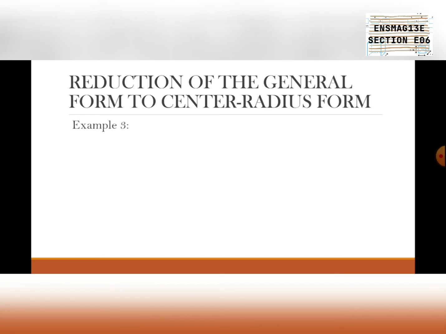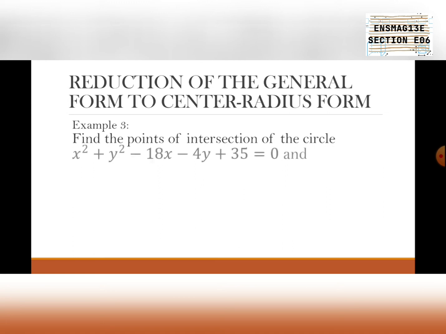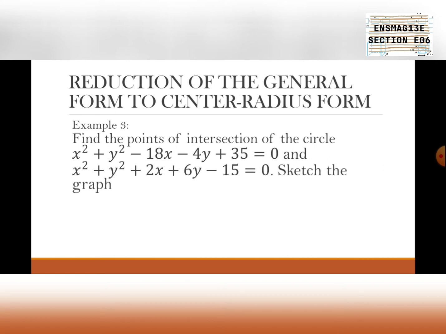Example number 3. Find the points of intersection of the circles x squared plus y squared minus 18x minus 4y plus 35 is equal to 0 and x squared plus y squared plus 2x plus 6y minus 15 is equal to 0. Sketch the graph.